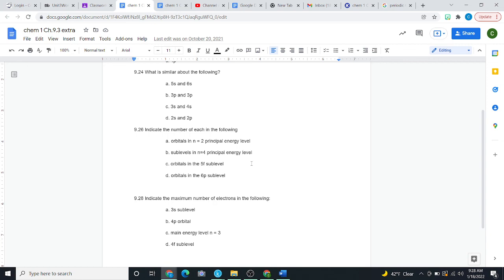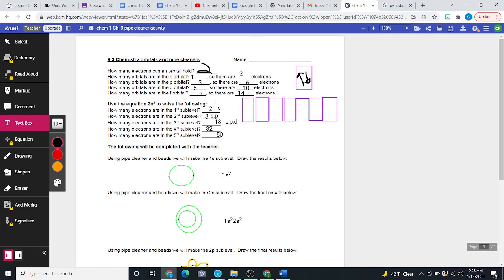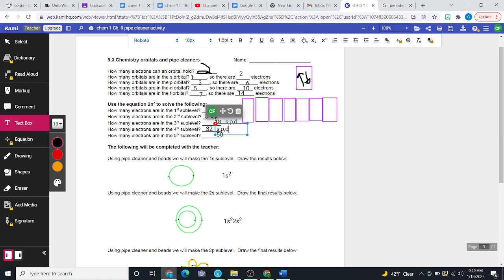Okay, so indicate the number of each of the following orbitals, so n equals 2. So remember, if you're having trouble with this, be like, okay, energy level 2. Maybe go back to this and be like, in energy level 2, how many sublevels are there? There's S and P, right? Don't forget that this one is going to have S, P, D, and I'm in energy level 4, so I'm going to add F to it. All right? So kind of use this to help you.